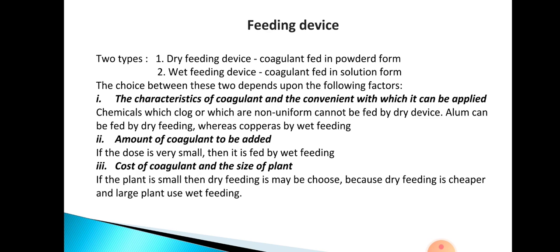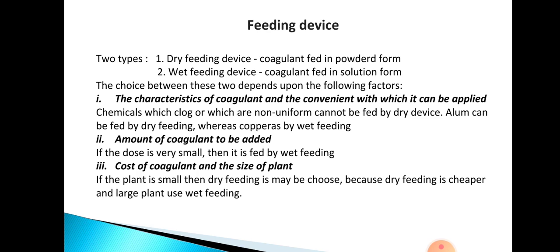Again, one more factor on which we can decide whether we have to use it in the powdered or in solution form is the amount of coagulant that is to be added. If the dosage of the coagulant to be added is very small, usually we do it by the wet feeding method. If we have to use a heavy dose, then normally we go for the dry feeding method.